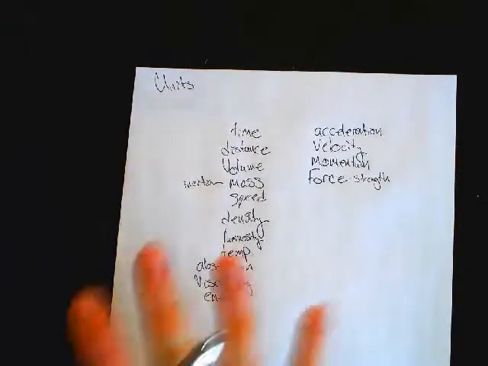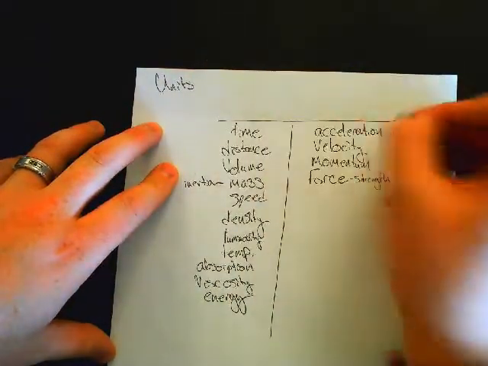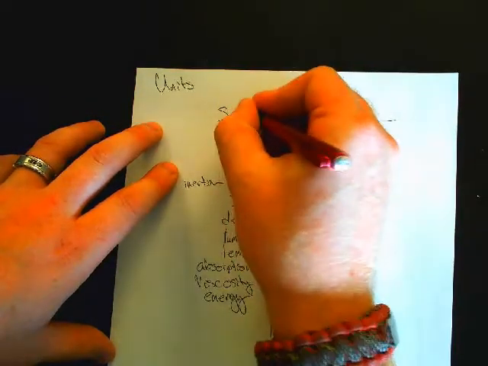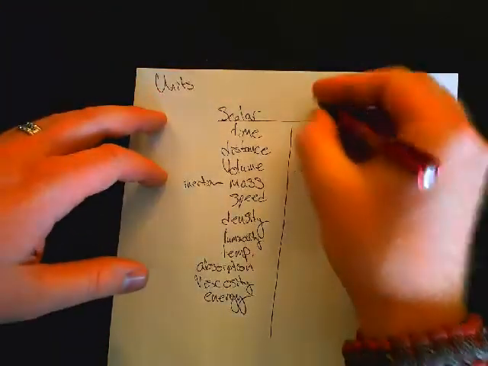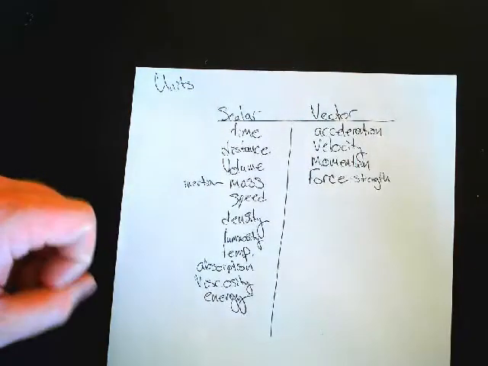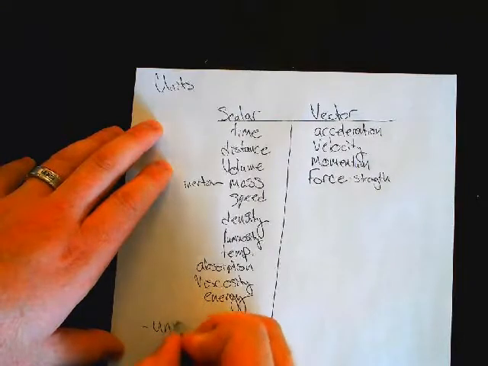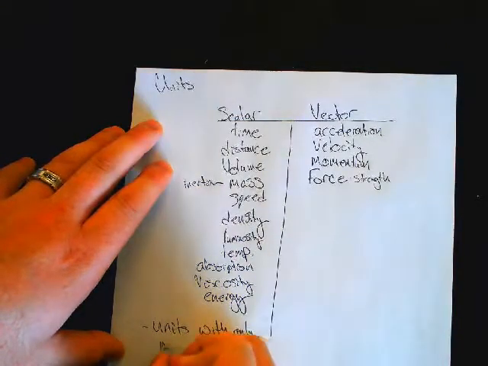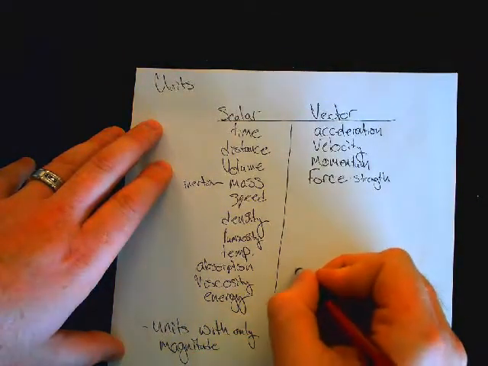So I've listed them into two different columns. The columns that I've formed are based on whether or not that unit is scalar or vector. So all the ones in this column are scalar units, meaning they just have a magnitude to them. Over here we've got our vector units, meaning that when these units are stated, not only do they have magnitude, but they also have direction. So these are units with only magnitude. And these are units with magnitude and direction.